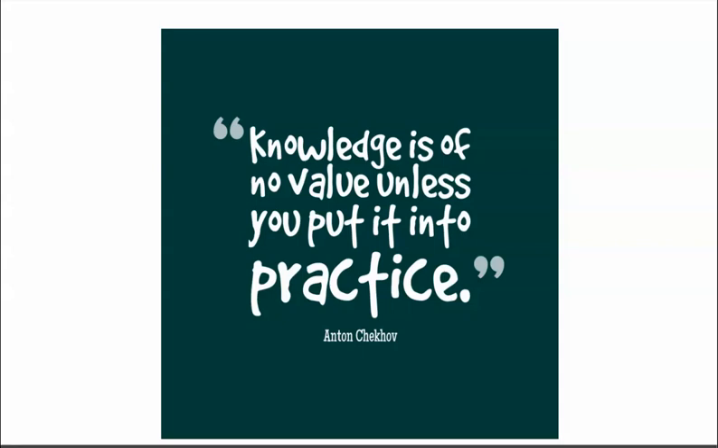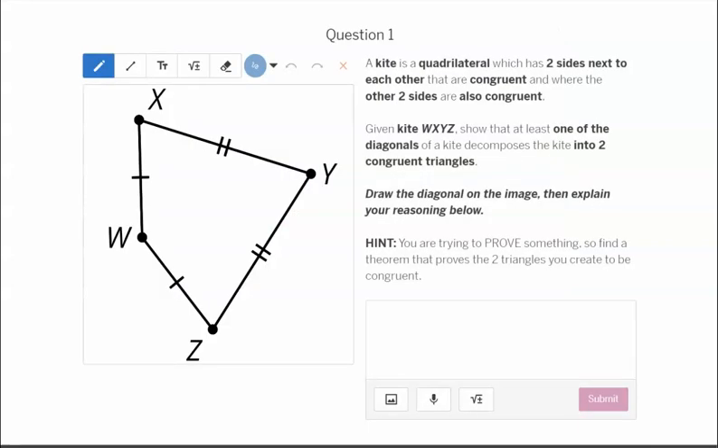These are the practice problems for Unit 2, Lesson 9. Question 1 says a kite is a quadrilateral which has two sides next to each other that are congruent, while the other two sides are also congruent. You can see by the hash marks here that side XW is congruent to side ZW and side XY is congruent to side ZY.